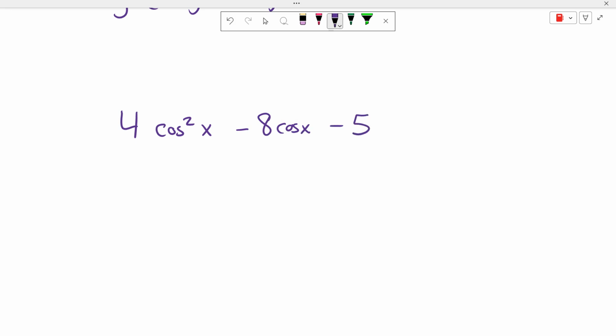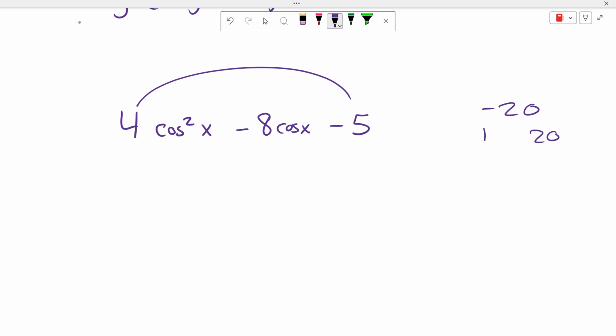How would we do this? 4 cosine squared of x minus 8 cosine of x minus 5. Well, there's nothing. It's not cosine cubed. They don't have a cosine, so we don't have to factor anything out. But you take 4 times 5 is 20. Factors, and it's 4 times negative 5, which is really negative 20, actually.